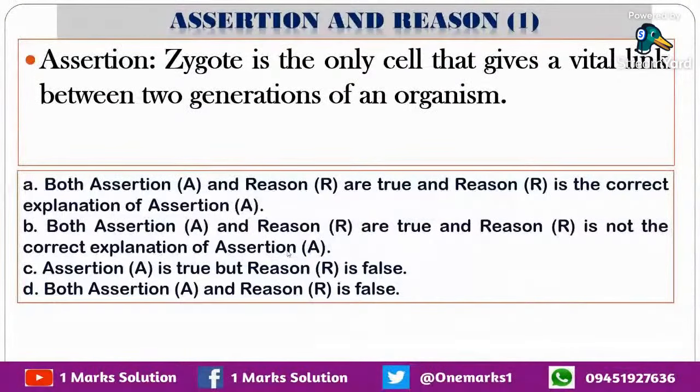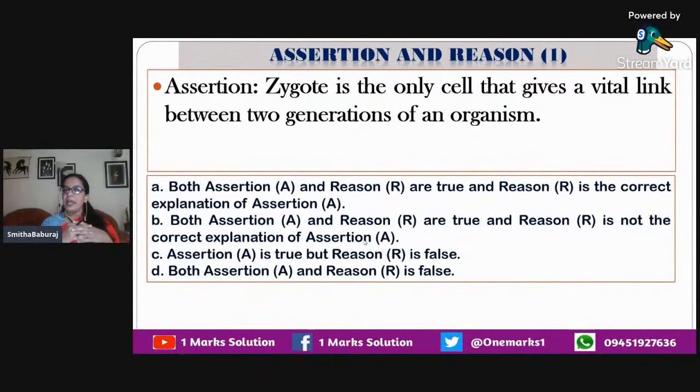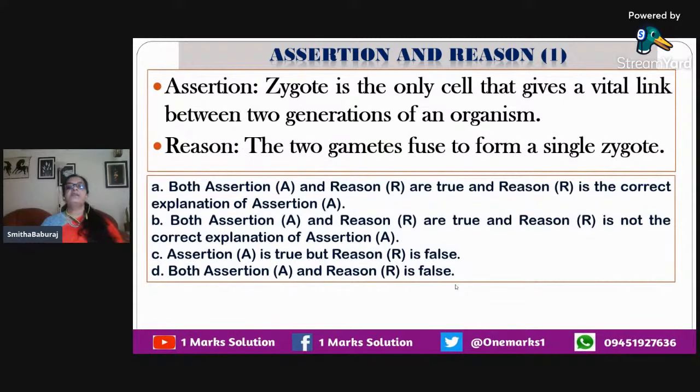Assertion reason kind of questions are in such a way that there will be two statements, as you all know. Statement 1 is assertion and statement 2 is reason. So how to analyze this question? Read both the statements carefully. If both the statements are correct, then the answer can be A or B. If the reason is the correct explanation for assertion, then the answer is A. If assertion and reason are true, but the reason is not an explanation for assertion, then the answer is B. And if assertion is true and the second statement is wrong, the answer is C. And finally, if both are wrong, it is D.